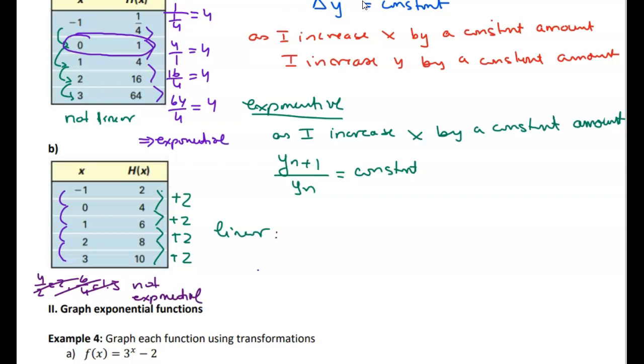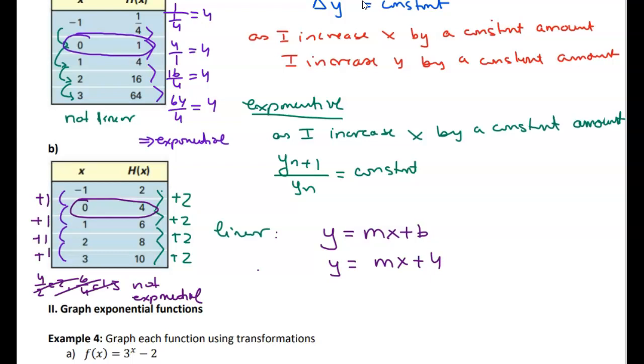So linear means that the equation is y equals mx plus b. B is your y-intercept. So when x is 0, your y-intercept is 4. So mx plus 4. And m is the slope. M is the ratio between the change in y over the change in x. So this is changing by plus 2 for every unit in x. So the slope is 2. So y equals 2x plus 4.